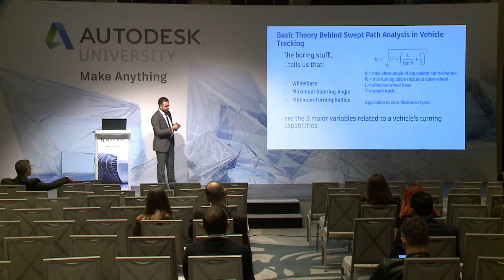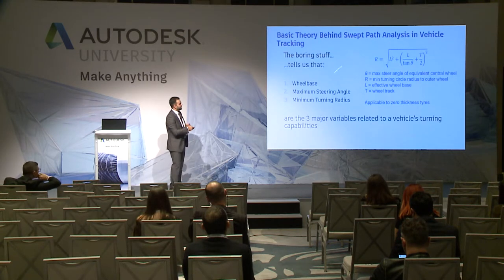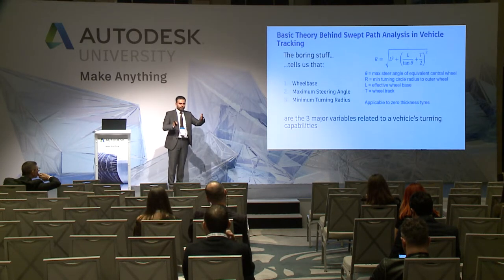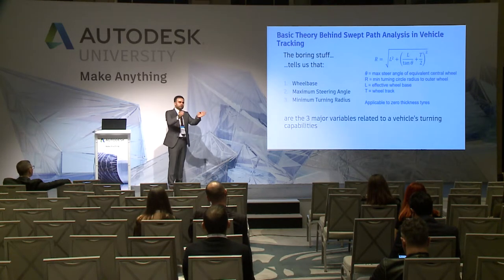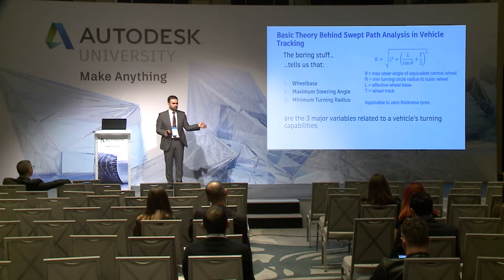I know it's boring stuff. The whole principle is about mathematics and physics, dynamics basically, and the three major components are the wheelbase, what is the width of the axle of the car, the maximum steering angle this car can travel, and the minimum turning radius. So if the car wants to make a U-turn, it needs 5 meters or 4 meters, etc.